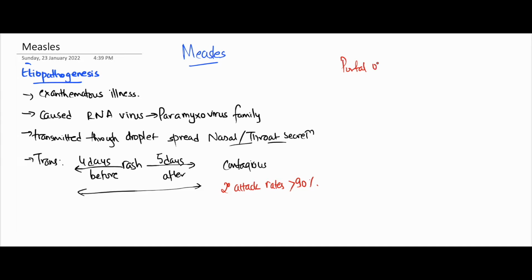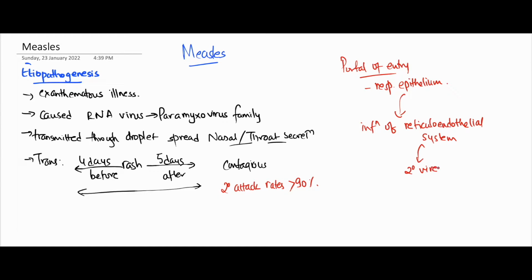So what is the portal of entry? The portal of entry is the respiratory epithelium. Okay, respiratory epithelium. The primary viremia occurs, resulting in infection of the reticuloendothelial system, and it is followed by secondary viremia. Okay, so the incubation period of measles is 10 days.